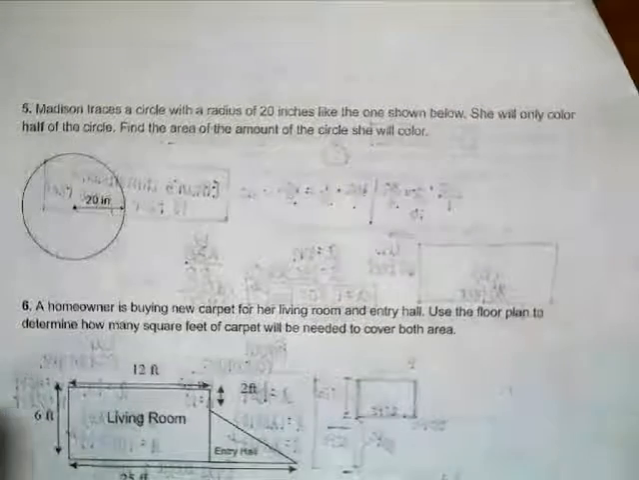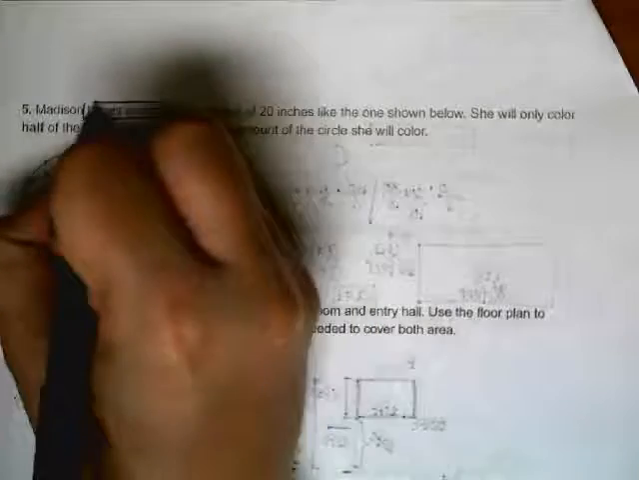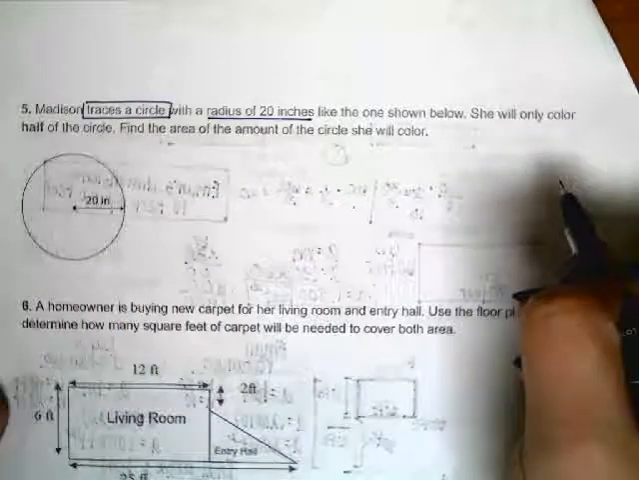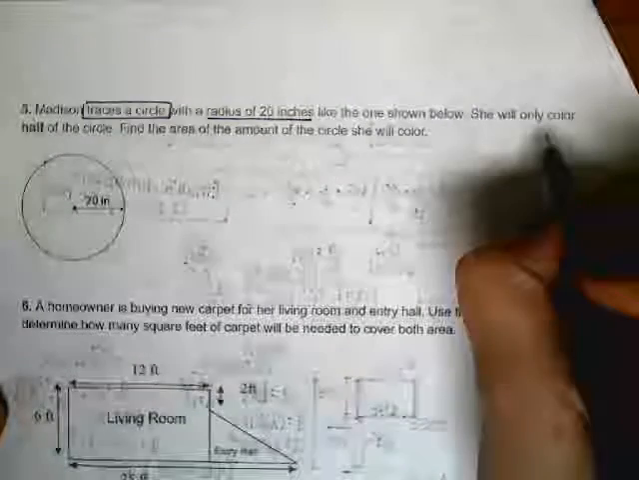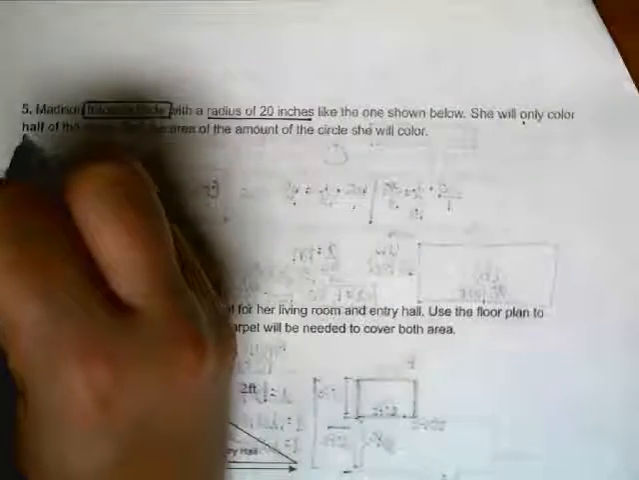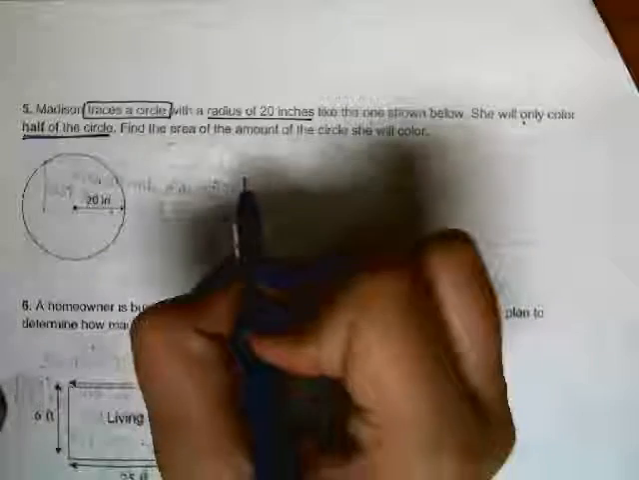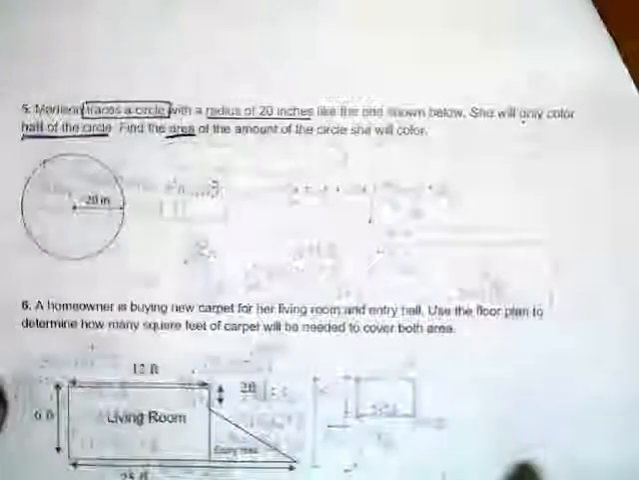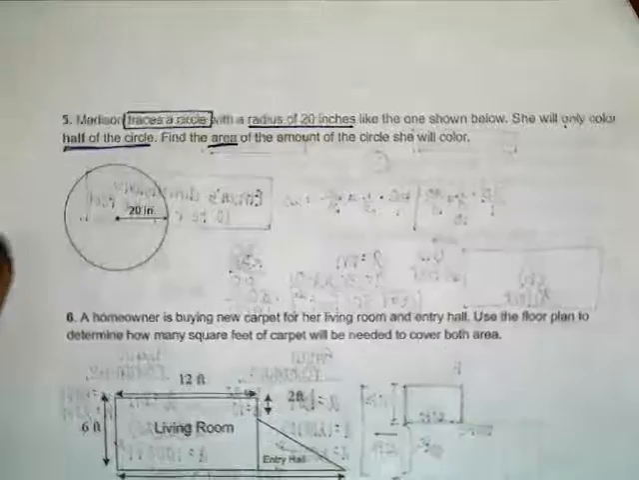Question 5. Madison traces a circle with a radius of 20 inches like the one shown below. She will only color half of the circle. Find the area of the amount of the circle she will color. Okay, so we have a circle given.